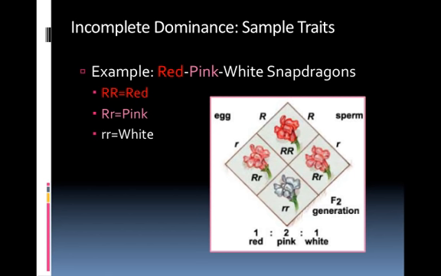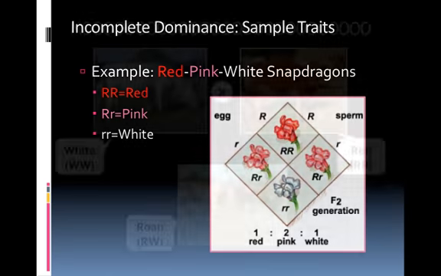In this case, if we have eggs produced by a heterozygote, which would be pink, and another pink flower producing the sperm, which is the pollen, and they mated together, then 50% of their offspring, or 2 out of 4, would be the heterozygous pink, whereas only 25% would be either red or white.